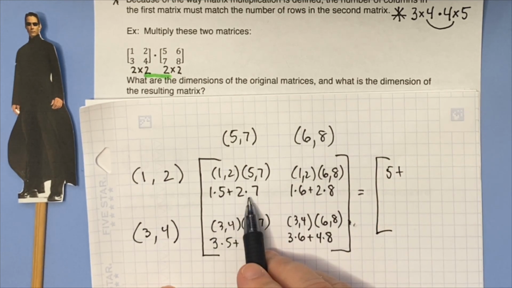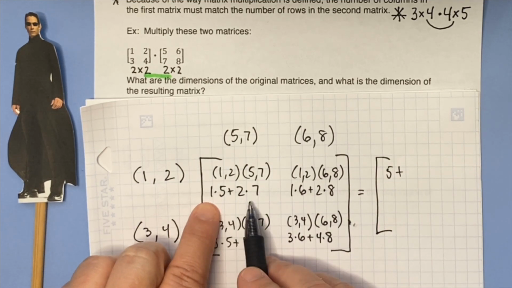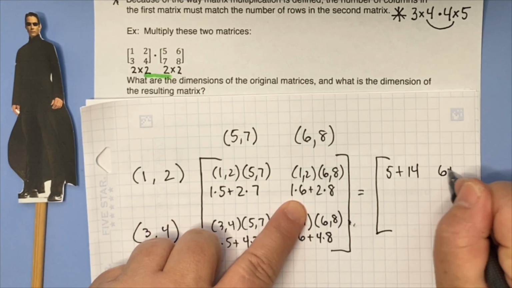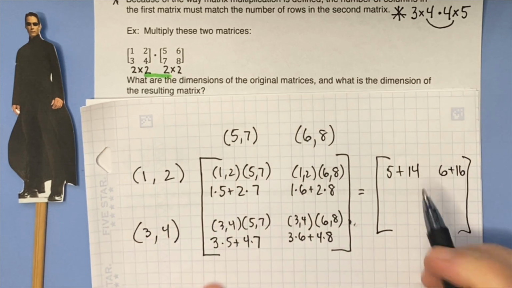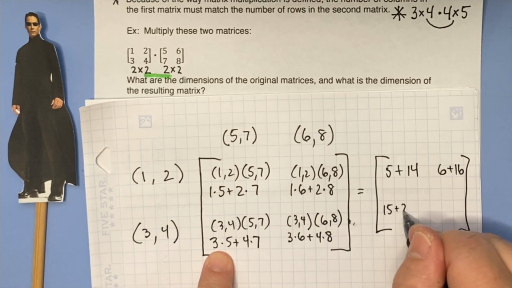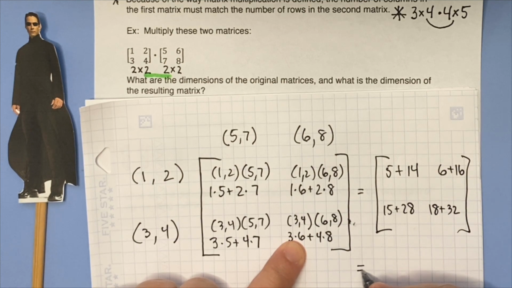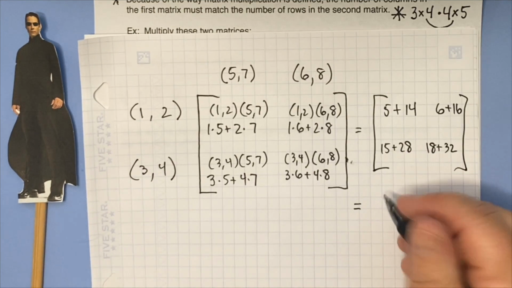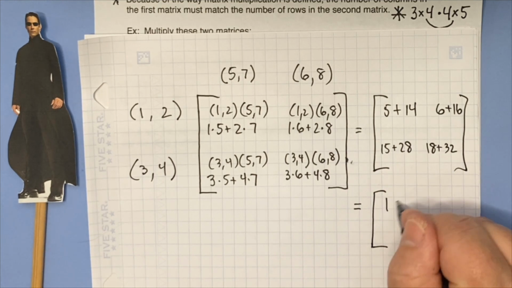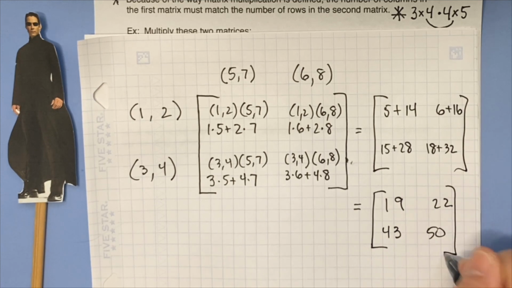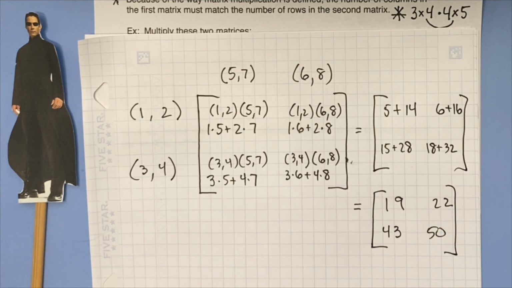Of course, when we multiply out, 1 times 5 plus 2 times 7 is still 5 plus 14. This is still 6 plus 16. This is still 15 plus 28. And this is still 18 plus 32. So we do end up with exactly the same product. We get 19, 22, what was that? That was 43 and 50. We still end up with exactly the same product, but it is a slightly different method.